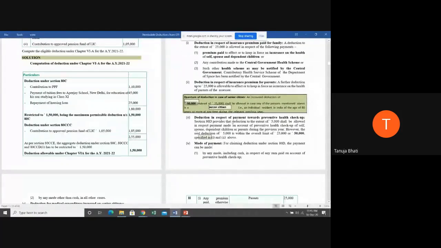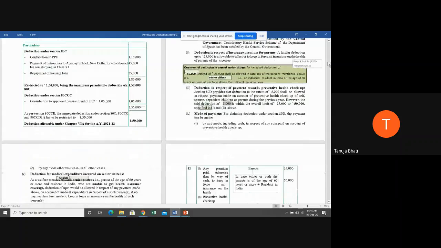The third part we have to see under section 80D is if you are paying any payment towards a preventive health checkup. People usually go for a regular health checkup, just to know if they have any kind of disease or they are fine. Then a further deduction of 5,000 will be given, but this 5,000 is included within the limit of 25,000 and 50,000. So for preventive health checkup, the deduction is 5,000, which is included in that 25,000 or 50,000.